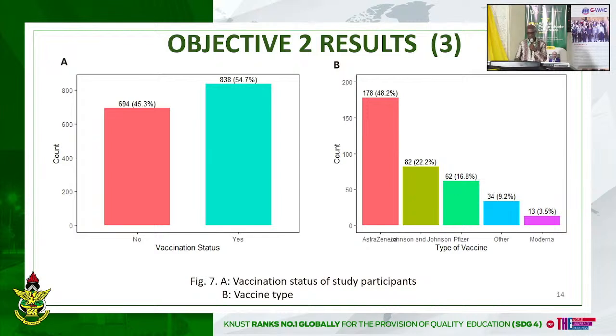For objective number 2 results, so far, the vaccination status that we found: 54.7% responded yes to vaccination, and 45.3% responded no. And this is the distribution of the various vaccine types that we collected using the vaccine card: AstraZeneca, Johnson & Johnson, Pfizer, and Moderna. Of all these, AstraZeneca is leading at 48.2% of the type of vaccine received in Ghana.